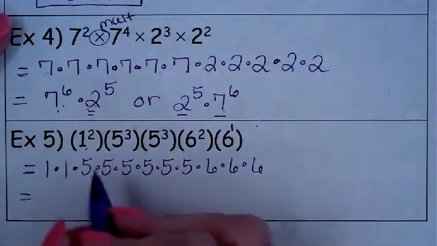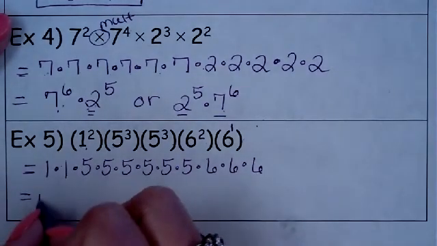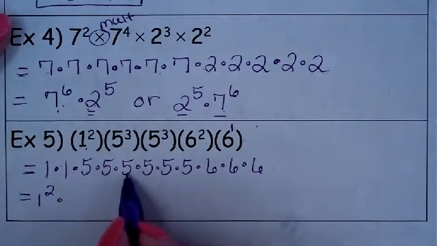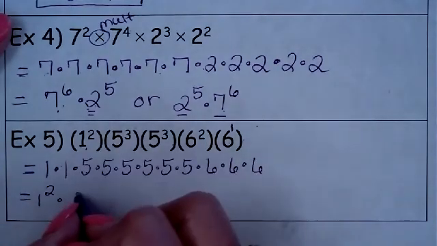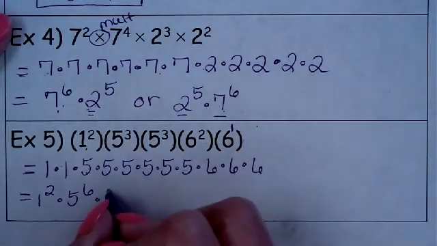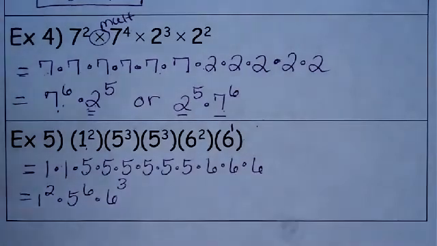Now, let's combine. 1 times 1 is 1 to the 2nd. The 5s is 1, 2, 3, 4, 5, 6. So 5 to the 6th. And then 1, 2, 3 is 6 to the 3rd. And there is my final answer.